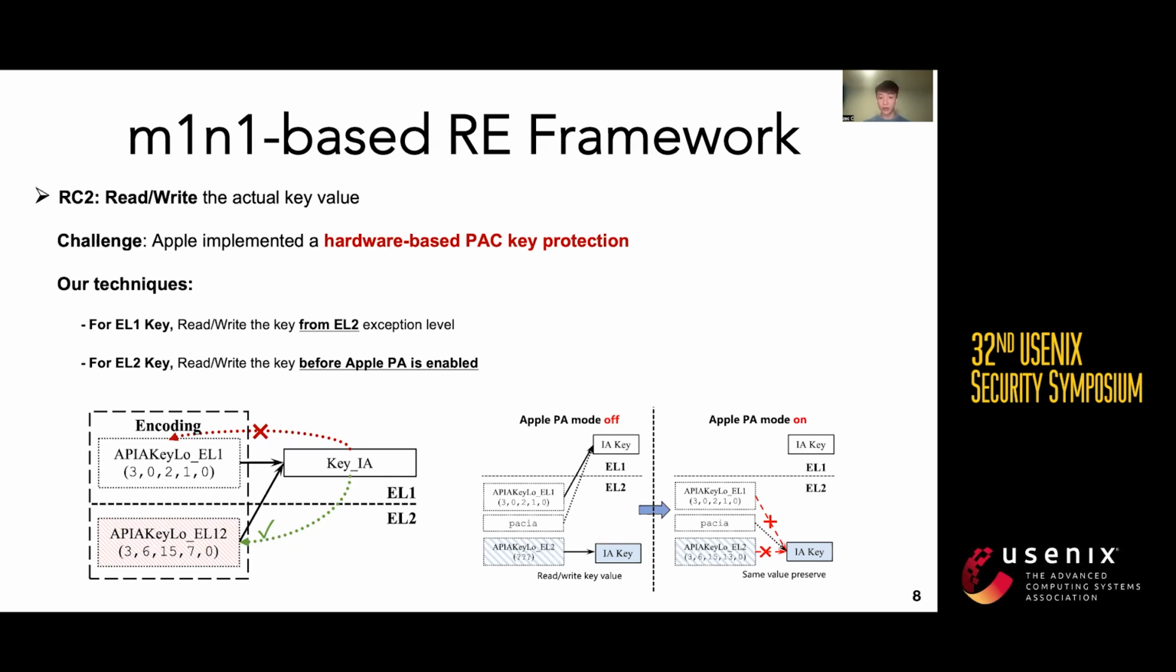This challenge is the most difficult one for PAC hardware analysis. We found that this protection is deployed on both EL1 and EL2 exception levels. For both of them, we propose 2 different techniques to bypass it. For the EL1 key protection, our basic idea is to read and write the key from the higher exception level. For the EL2 key protection, our solution is to read and write the key value before the Apple PAC is enabled.